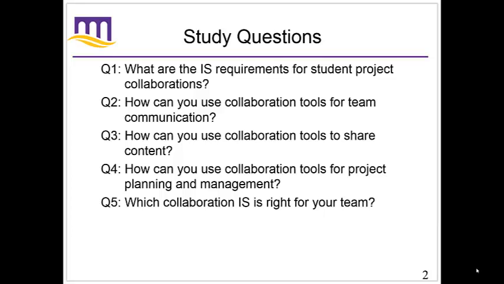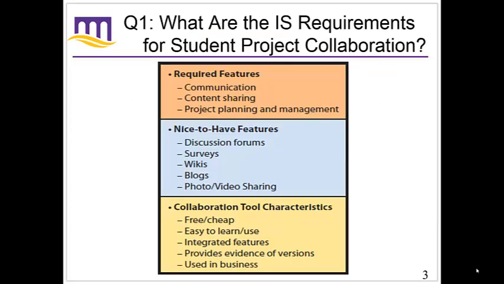So let's get started. What are the IS requirements for student project collaboration? Well, there's three big things you're definitely going to need to be able to do. One is communication. Two is to share content with each other. And number three is do some sort of project planning and management. Now, those are absolutes that you must be able to do.